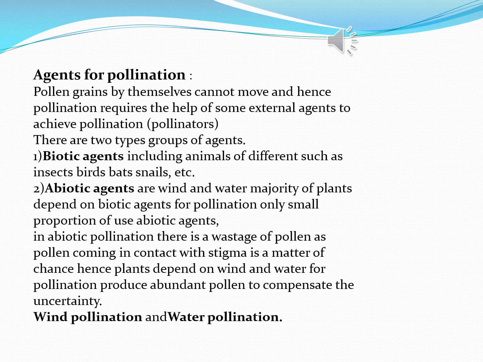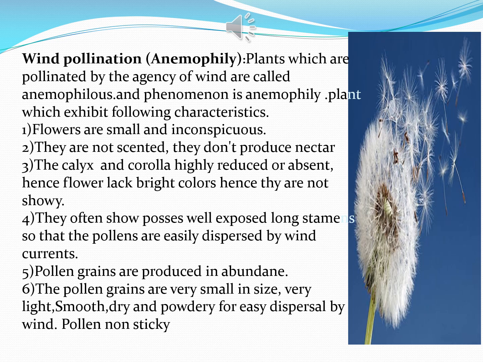In abiotic factors, there are mainly two things: the involvement of wind and of water. In the next slide, we are going to discuss wind pollination and water pollination. In the last slide we discussed the agents which help in cross pollination. There are two agents: biotic and abiotic factors. In abiotic factors there are two things.